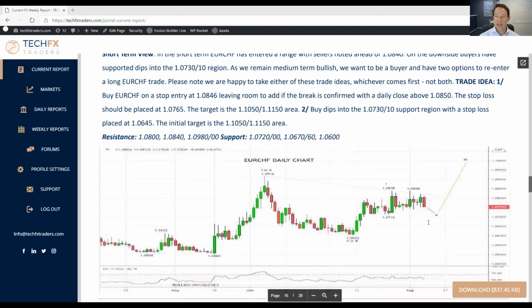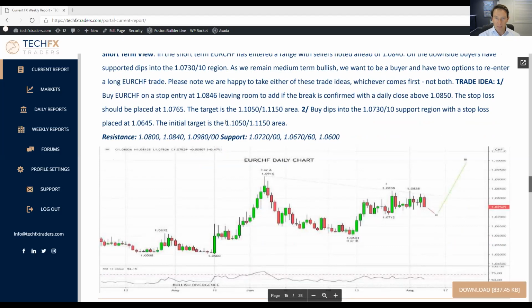The other option is if Euro Swiss pulled down back towards this support around 107.12, I see a band of support, generally speaking, 107.30, 107.10. If it pulled back into that band of support, I would be a buyer. So either of those two buy entries I would be willing to take.